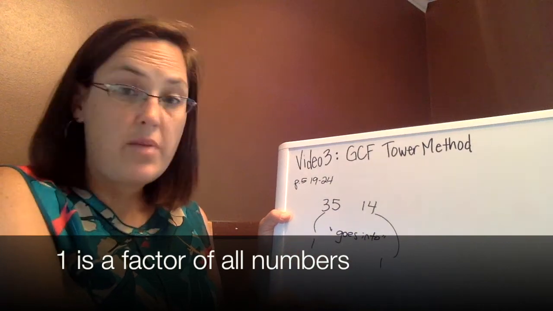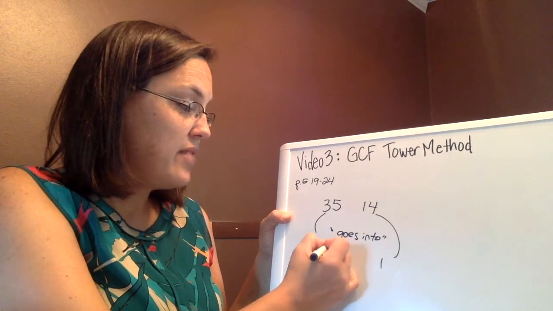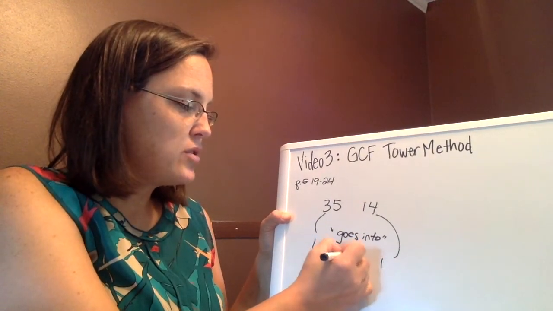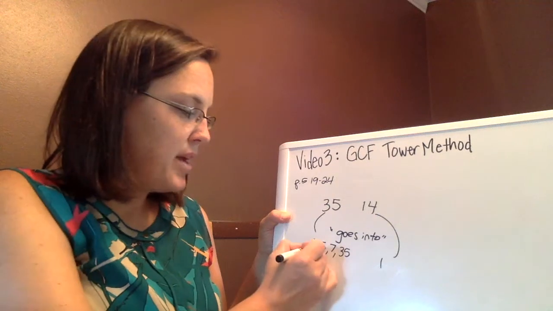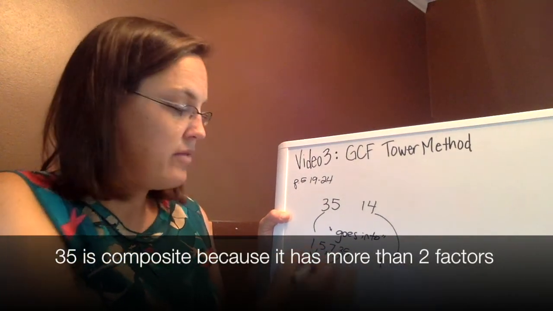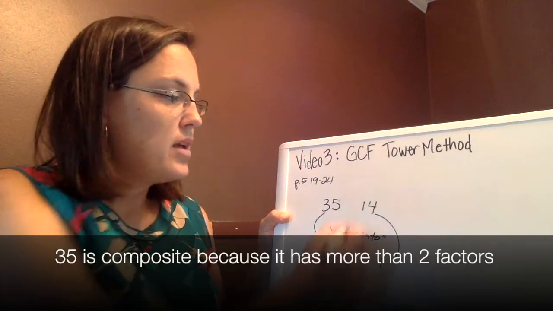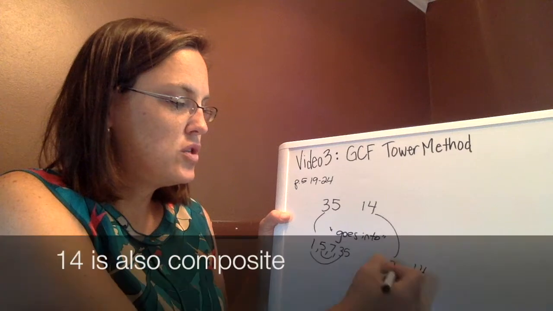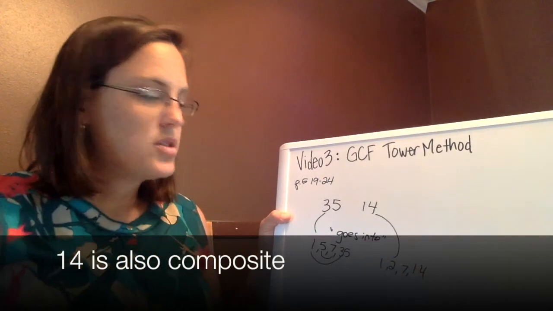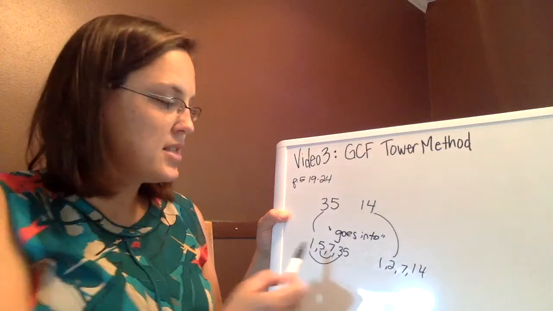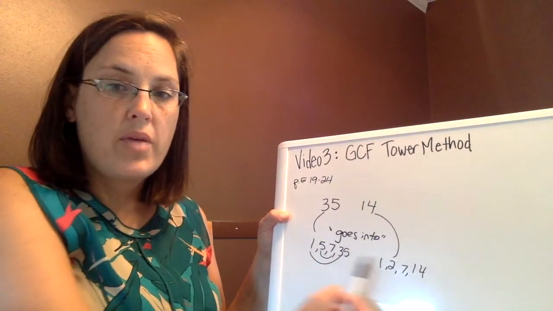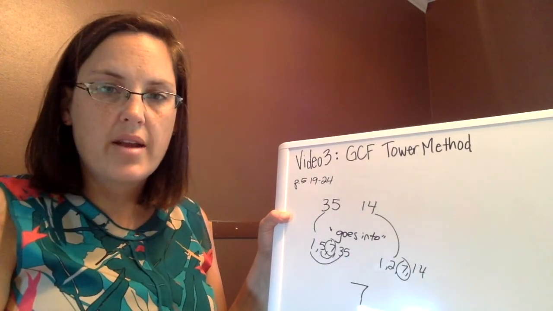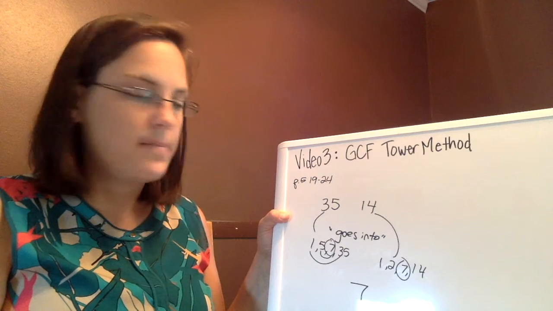But 35 has some other factors. 5 times 7 is 35, so I'm going to list 5 and 7 as factors. And then 35 is also a factor. Another way to think of that is in pairs. So 1 times 35 is 35, and 5 times 7 is 35. So that would mean 14 has 1 and 14 as factors, but then also 2 and 7. So the greatest common factor is the greatest factor that they both have in common, which is 7. So we would say 7 is the greatest common factor of 35 and 14.